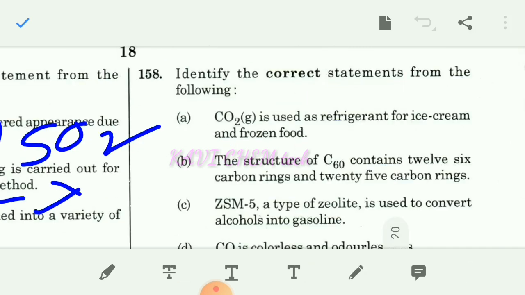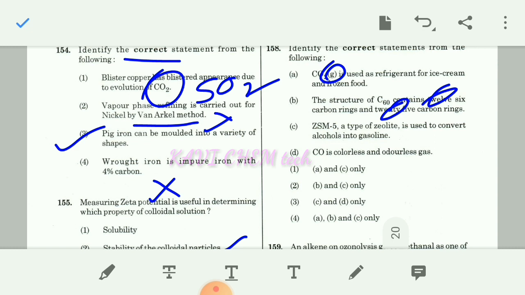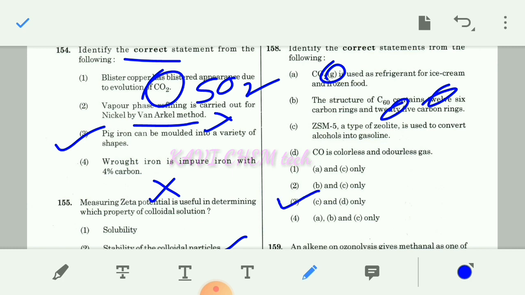The next question: identify the correct statement from the following. CO2 gas is used as a refrigerant in ice cream. It is not a gas actually, solid CO2 only is used. The structure of carbon 16 contains 12 carbon rings and 25 carbon. That is actually changed, it is exchanged, so it is also not a correct option. Option C, ZSM-5 type of zeolite is used to convert alcohol into gasoline. It is a correct option. And carbon monoxide is a colorless and odorless gas, also correct. So option C and D is correct, the answer is 3.